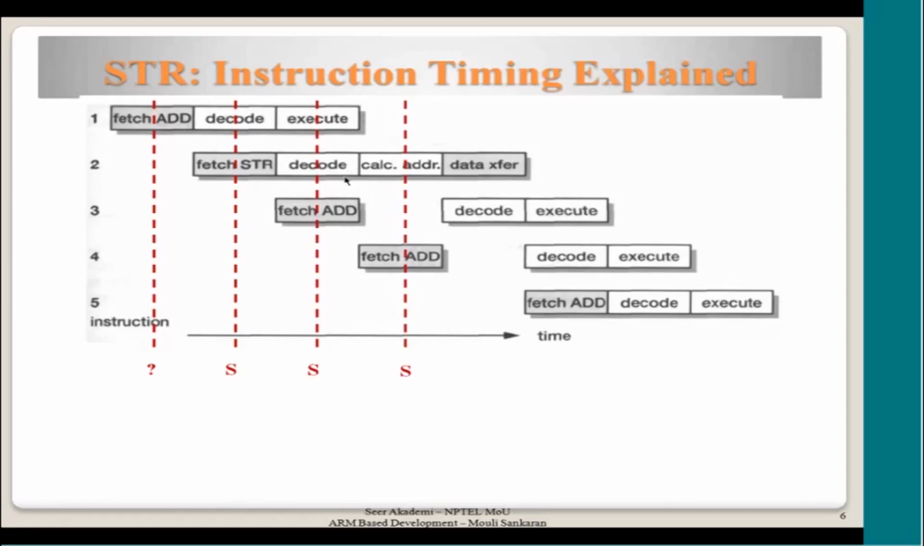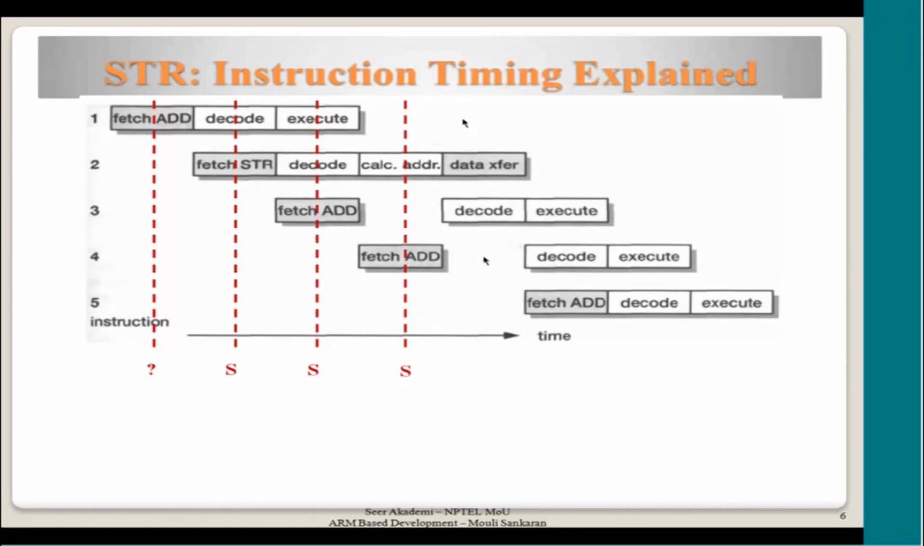Now here what is happening? This fetch has moved to decode because the decode stage of STR has already done its job. Now the data transfer is busy, the data bus is busy with the transfer of data, so an instruction cannot be fetched. You know that there is a common address and data bus, and the memory is common in ARM7. So an instruction access cannot happen along with the data transfer. So the fetch is delayed.